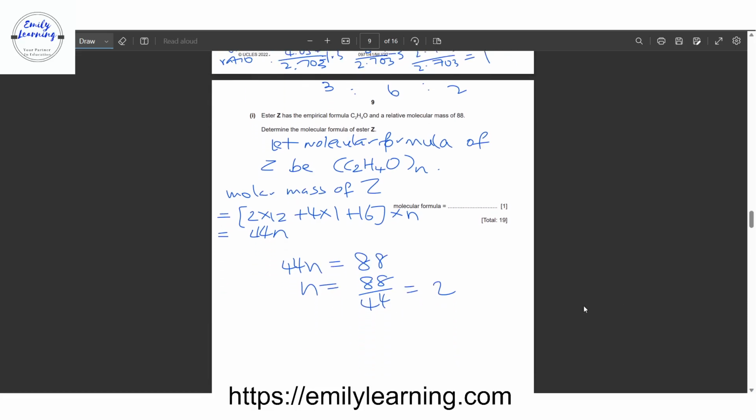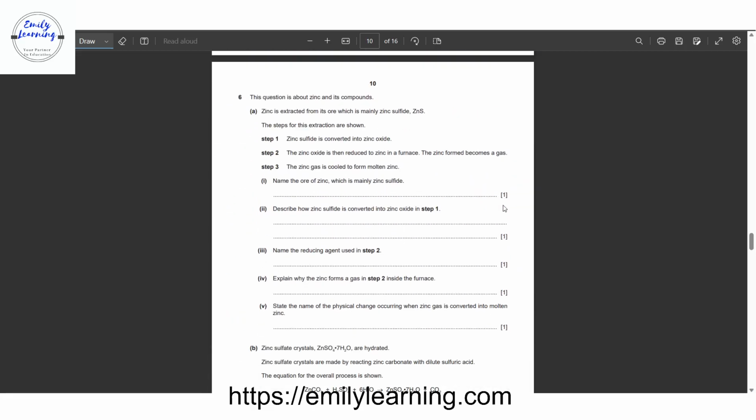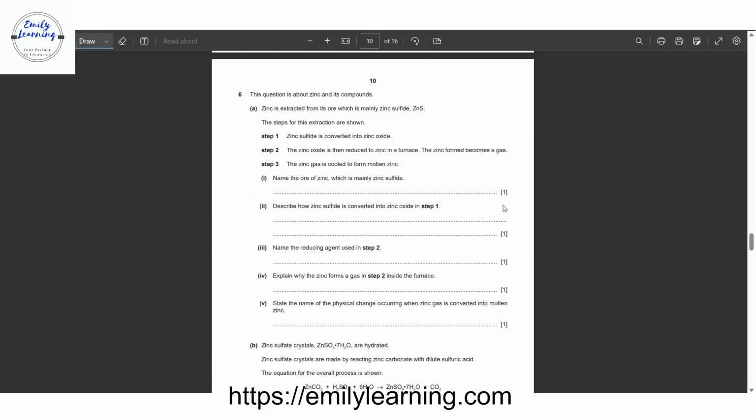So therefore, I know that the molecular formula of Z is basically C2H4O2, which is the same as C4H8O2. So the molecular formula is C4H8O2, right? All right, now let's move on to question 6.